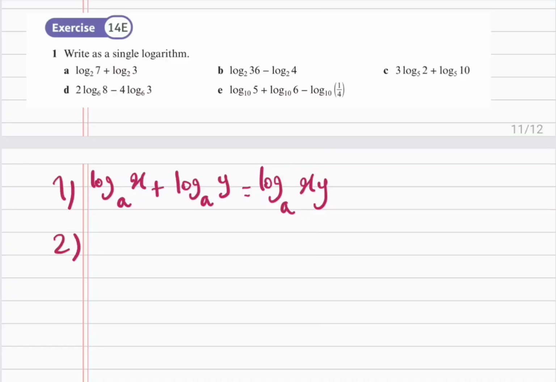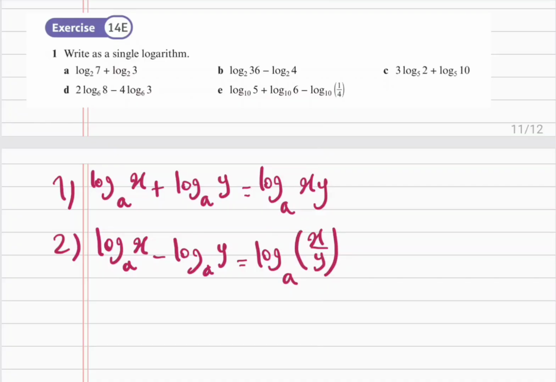The second rule is called the division law, and it's basically the same as above, but the difference is when we have subtraction. So the base numbers are the same, but now we subtract them. As you might have guessed, in this case we divide them, so the first number divided by the second number, like this.